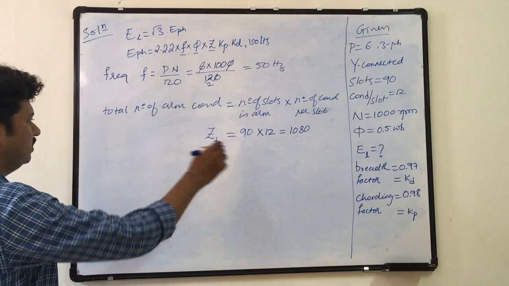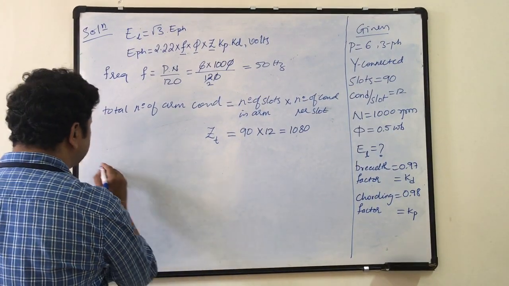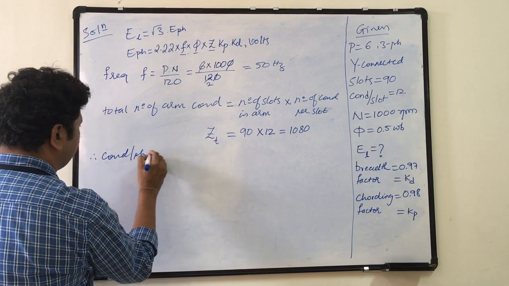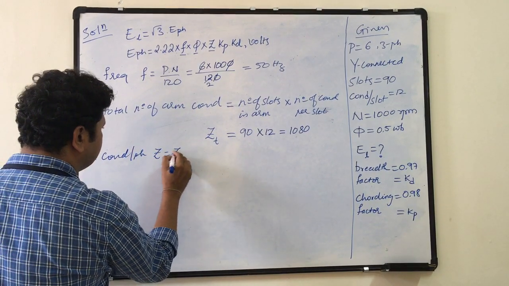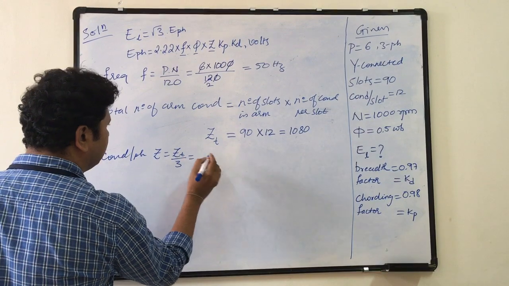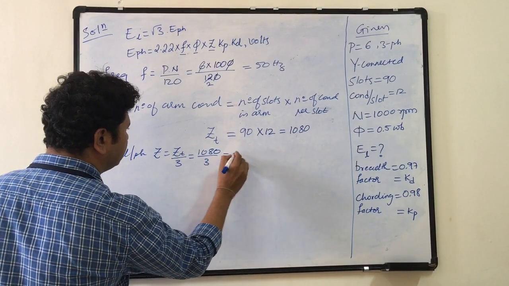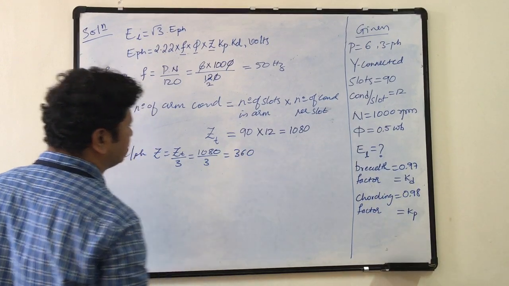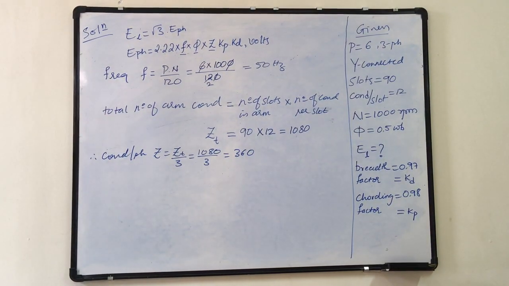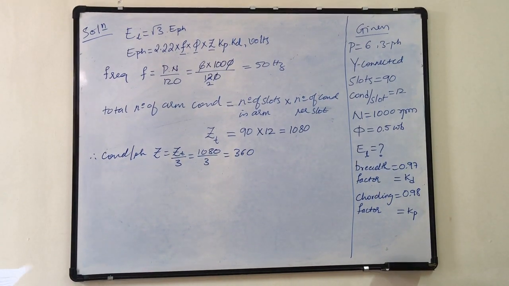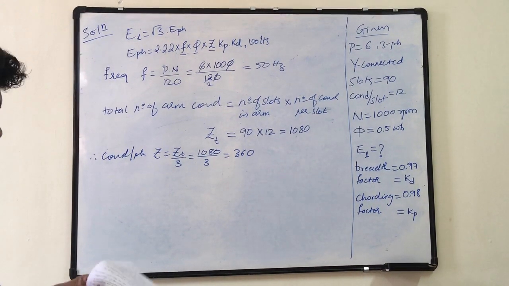Okay. So therefore, conductors per phase, Z is equals to Zt by 3. So that will be 1080 by 3 is equals to 360. So I have 360 conductors per phase.